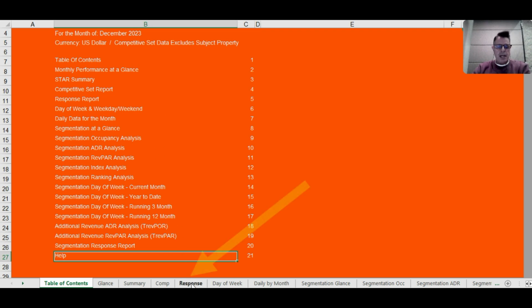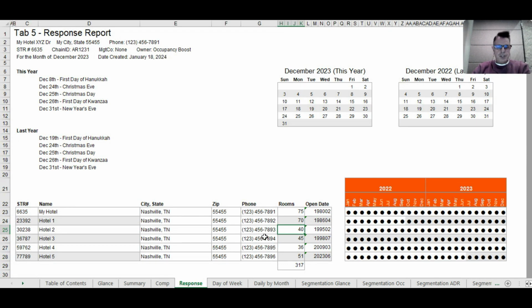So I'm going to go to the response tab here first so we can kind of backtrack into the STR report and show you guys how we're going to get through all this math. This is the hotels that this hotel is being compared against right here on this competitive set tab or this response tab. And there's 5 hotels you can see below the hotel. So this hotel right here is at the top, and they have 75 rooms. And then it shows you all the other hotels that are below that they're being compared against, and all the number of rooms that these hotels have. So that's what we're going to be comparing ourselves against on this report.